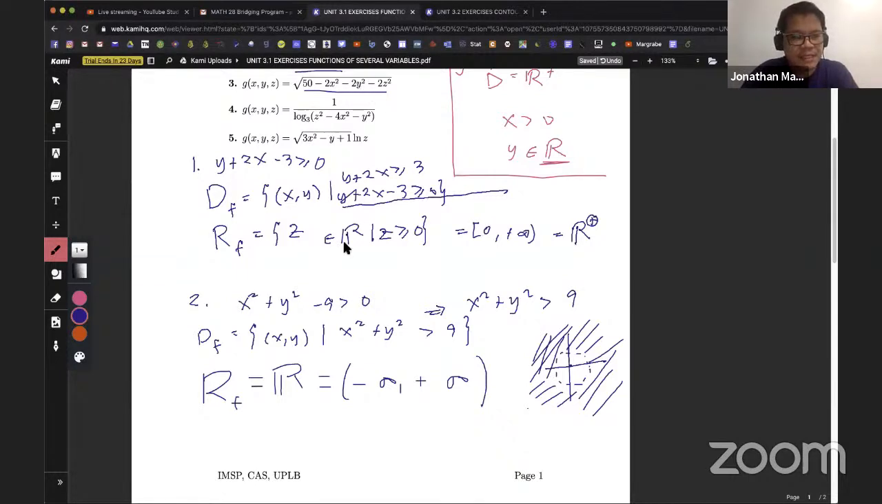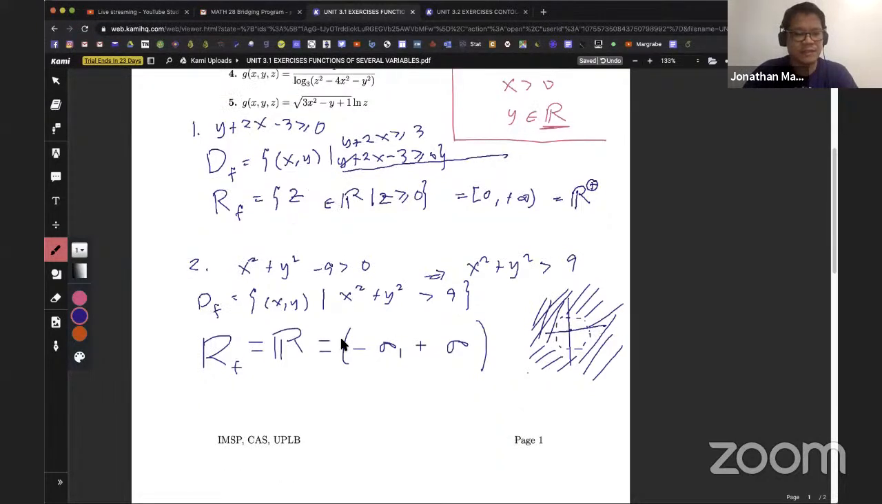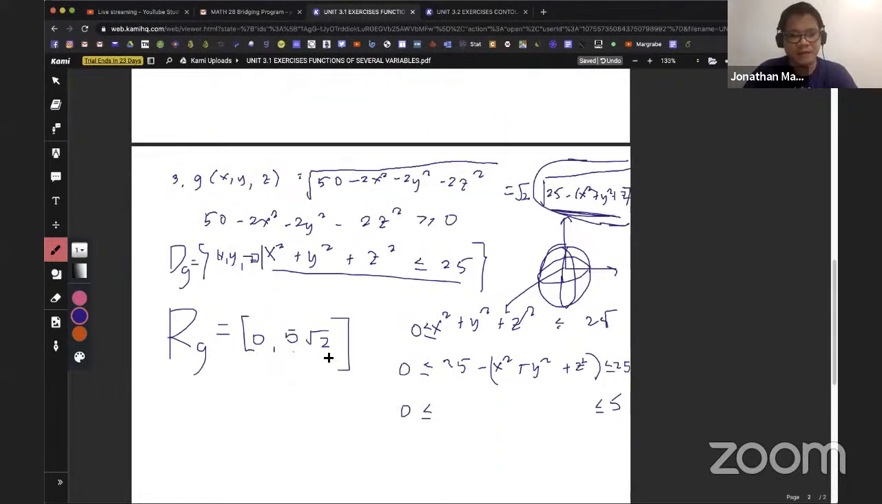Hindi 0 to 5. That should be 0 to 5 square root of 2. The square root of 2 po, sorry. Yeah, 5 square root of 2.